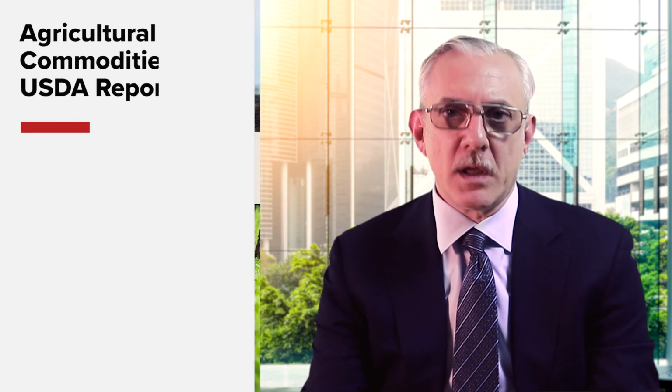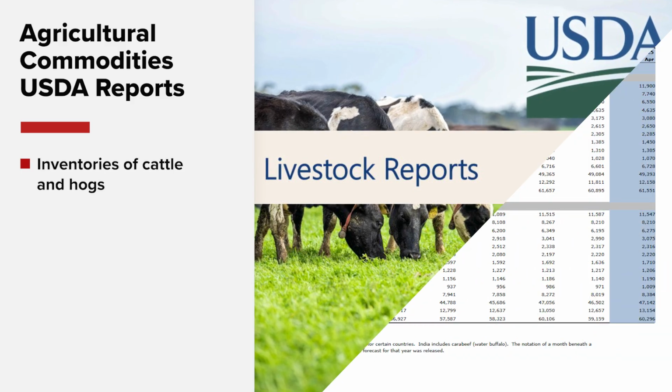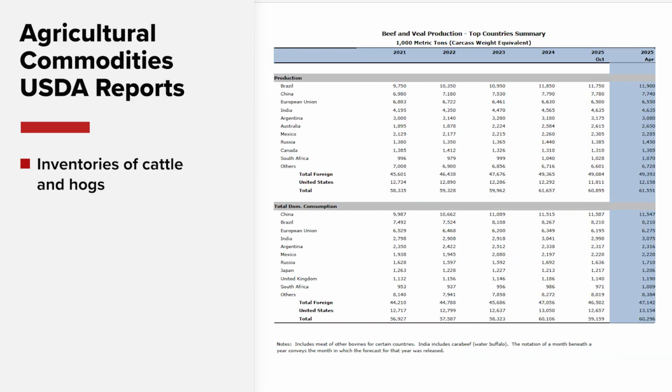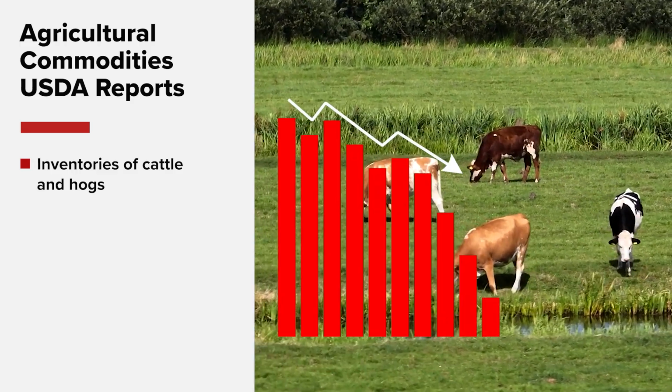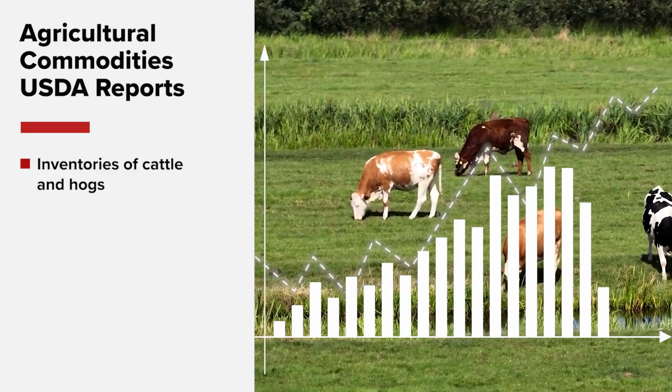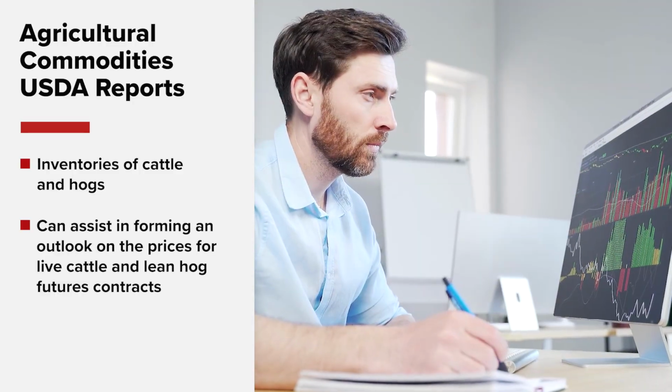In fact, the USDA has several reports that are largely seen as helpful to agricultural commodities traders, including specific reports on wheat and livestock, as well as prospective plantings. Livestock reports, for example, provide detailed data on the inventories of cattle and hogs, which directly influence supply expectations. Fewer cattle, for instance, means lower beef supply, and likely higher prices.